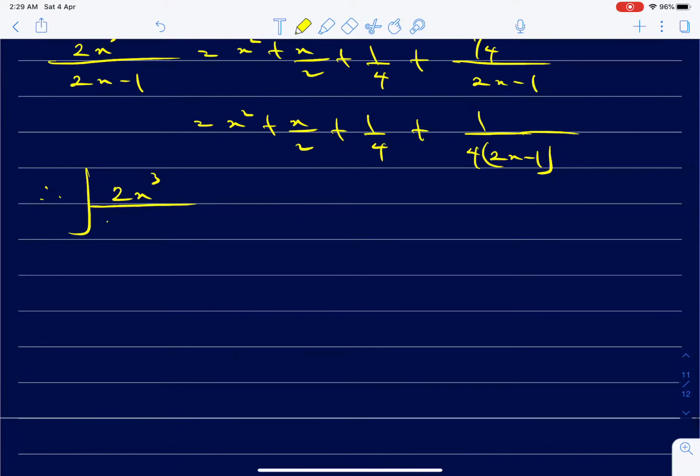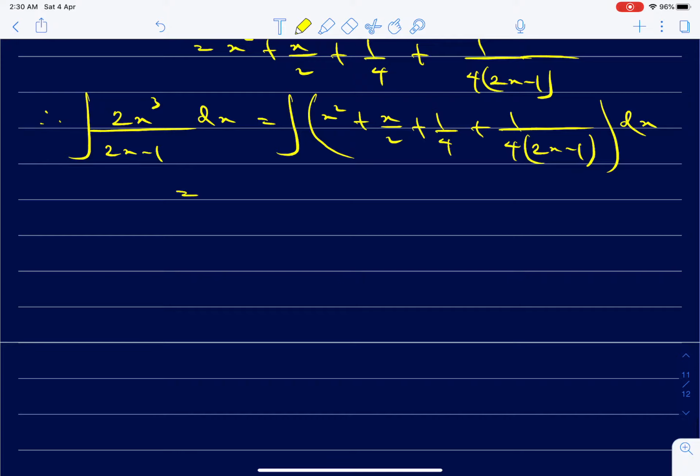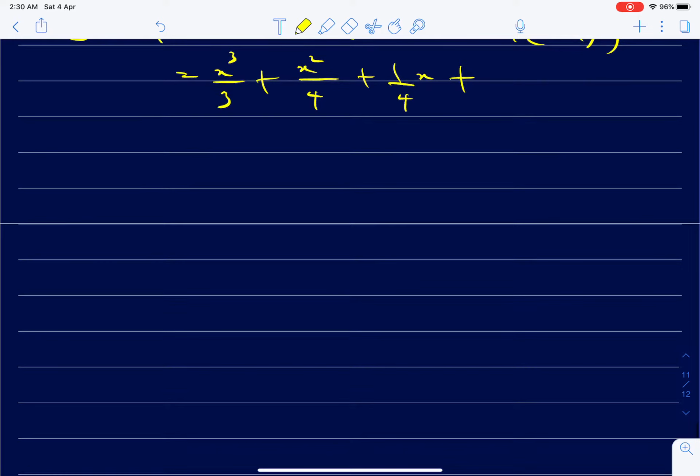So that means the integral of 2x cubed divided by 2x minus 1 with respect to x is the same as the integral of x squared plus x over 2 plus 1 over 4 plus 1 over 4 times 2x minus 1 with respect to x. And that simply means x raised to the power 3 over 3 plus x squared over 4 plus 1 over 4x, and then plus, let's check that, how do we integrate quickly?